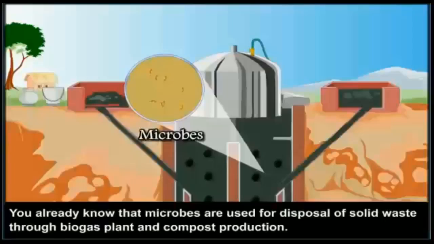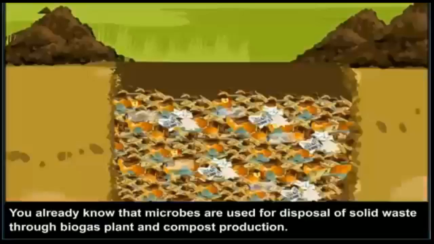So let us see the role of microbes in the environment. You already know that microbes are used for the disposal of solid waste through biogas plant and compost production. So these are the two ways in which the solid waste is disposed of. One is using them in a biogas plant and the other is using them to prepare compost.